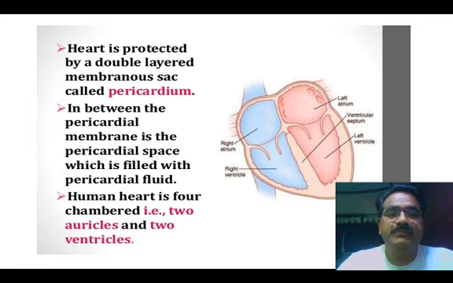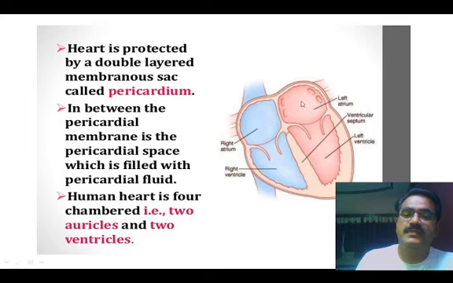Now in between the pericardial membranes is the pericardial space, and this space is filled with the pericardial fluid. The heart of human beings is completely four chambered. A completely differentiated four chambered heart occurs in human beings and in mammals: two auricles and two ventricles are present in the human heart.